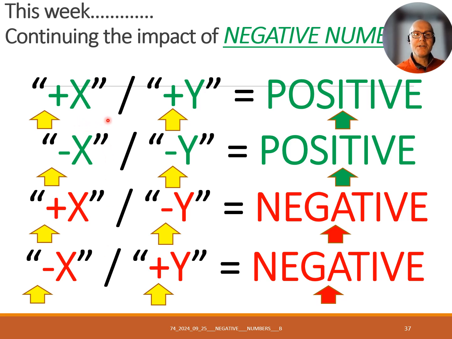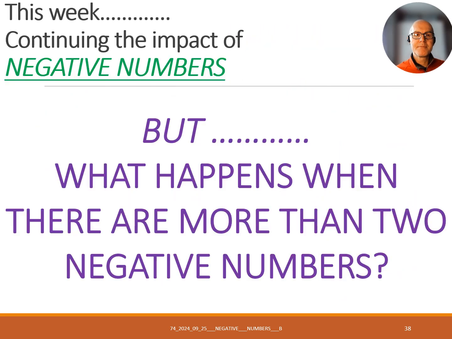Any positive number divided by any positive number is a positive answer. Any negative number divided by any negative number is a positive answer. Positive number divided by a negative number is a negative answer. Negative number divided by a positive number is a negative number. So that's a wee summary there of negative numbers impacting on formula with just 2 numbers.